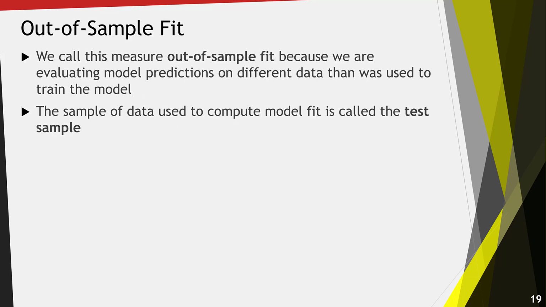We call this measure out-of-sample fit because we're evaluating model predictions on different data than was used to train the model. The sample of data that we use to compute the model fit is called the test sample, and it's going to be distinct from the training sample. There'll be no information that overlaps between the test sample and the training sample.